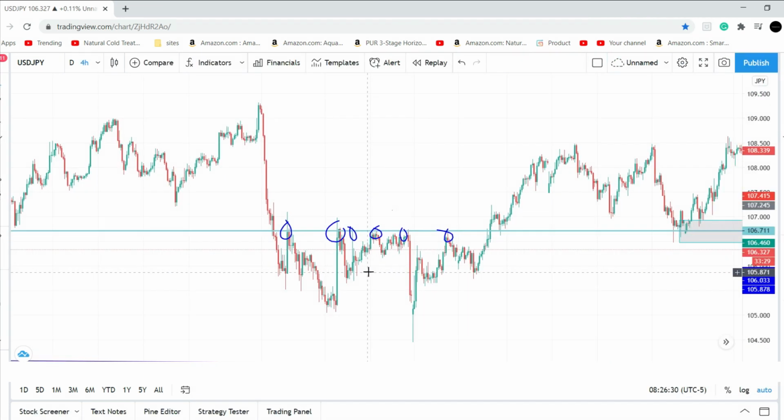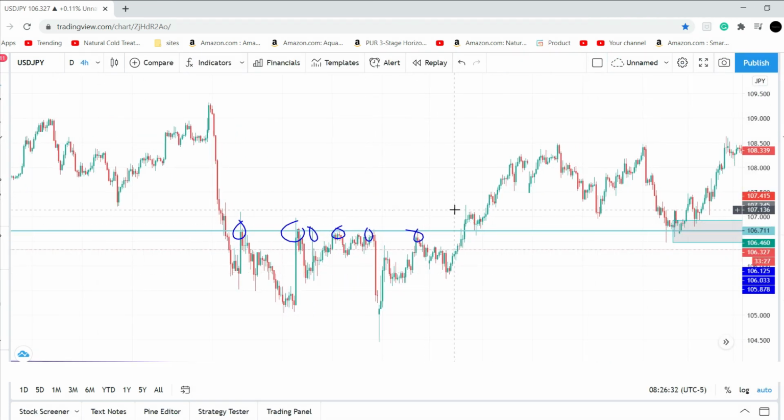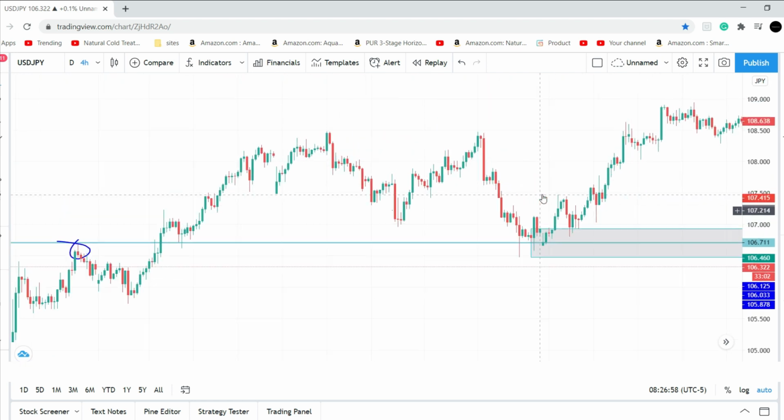Okay, guys, so here's another example. We have resistance turning into support. We have at least 5 different times with this area right here touching. We broke this resistance, it came back to it, so we know that this is a very strong area. So if it comes back to this area right here, it's a strong possibility price might bounce. So that's what we're looking for. We're looking for a bounce.